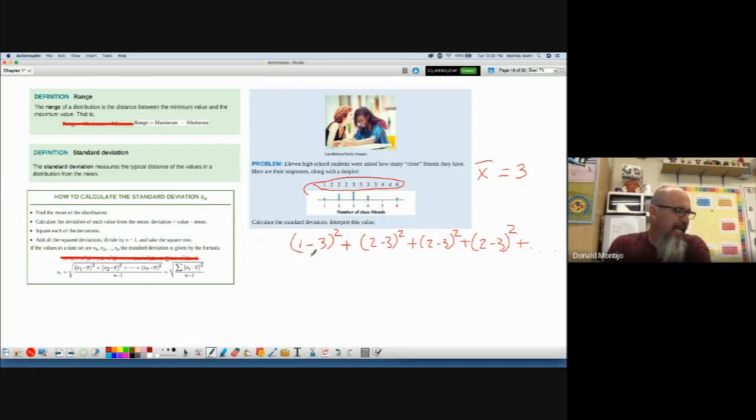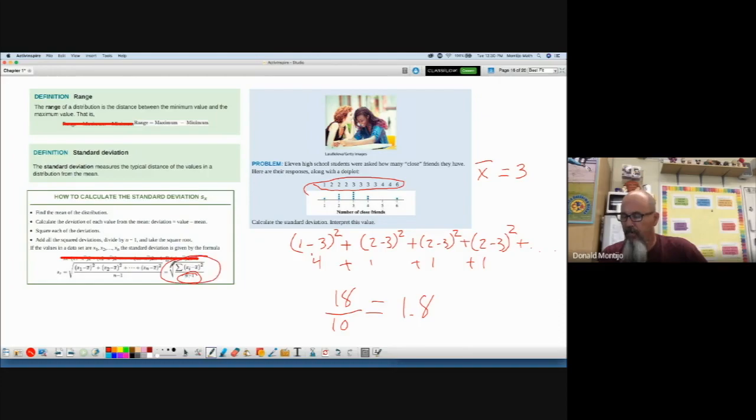So after I squared all these, for example, this would be 4 plus 1 plus 1 plus 1 and so on. After I did all that, I got 18. And then the formula says now divide by one less than how many there are. So there's 11 data points here. I would divide that by 10. That would give me 1.8. But I'm not done, because the end part of this formula says now take the square root of that value. So I would take the square root of 1.8 to find my measure of spread, or my standard deviation.